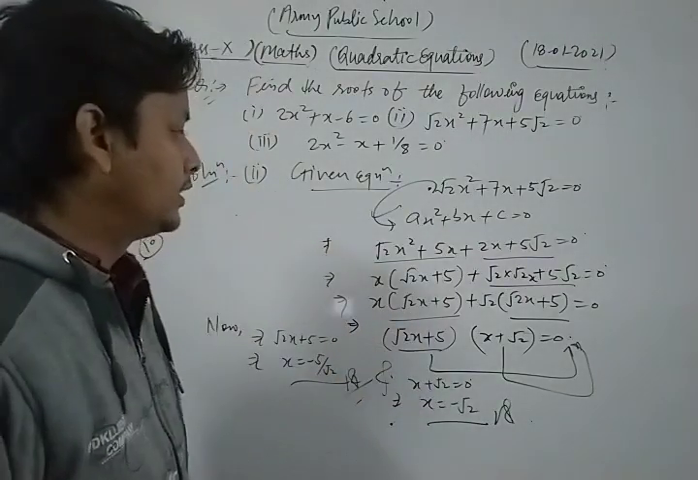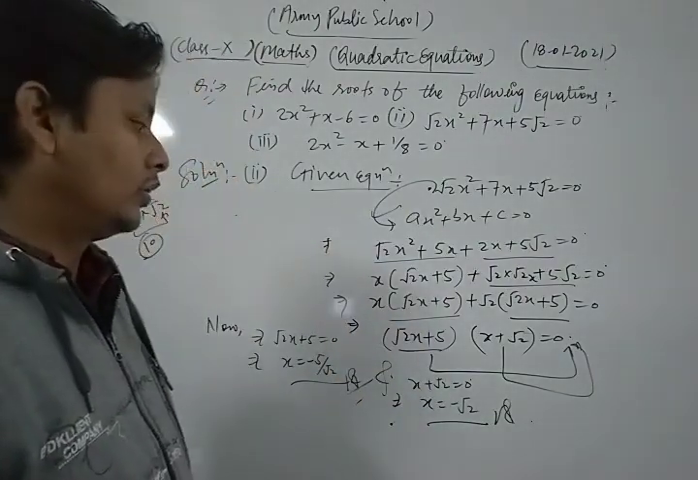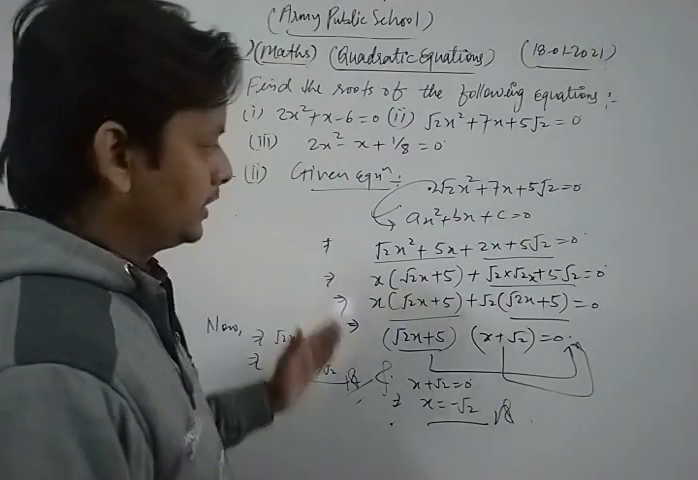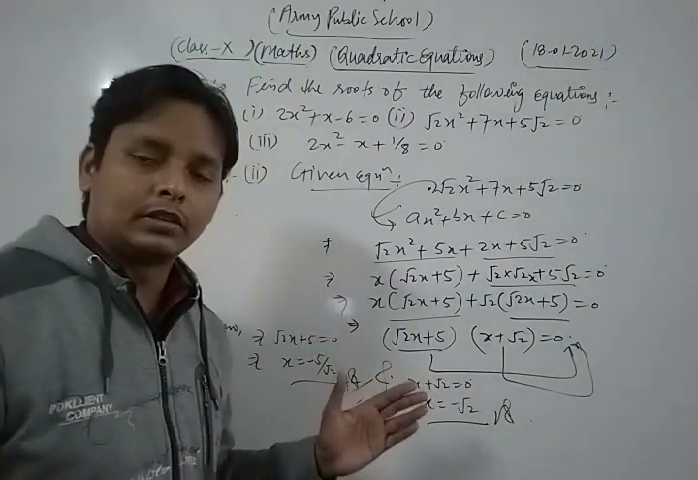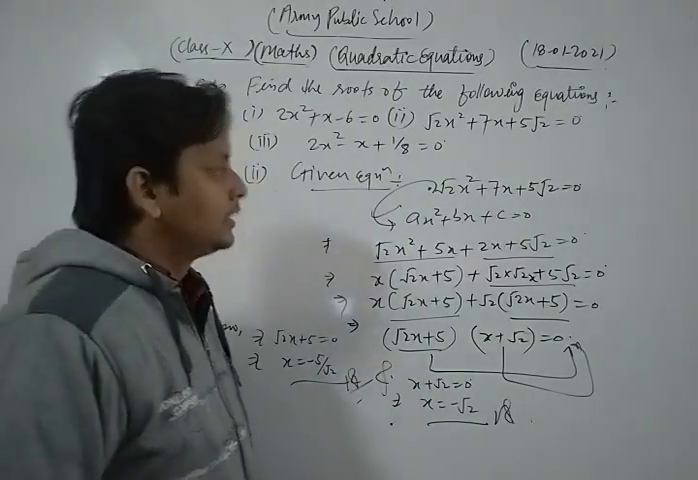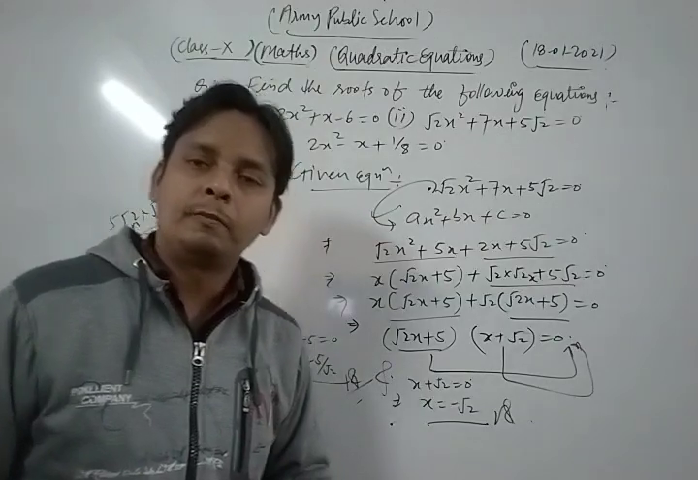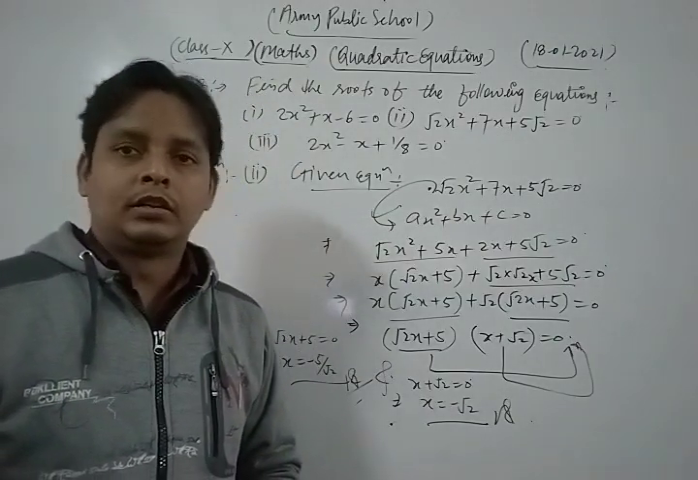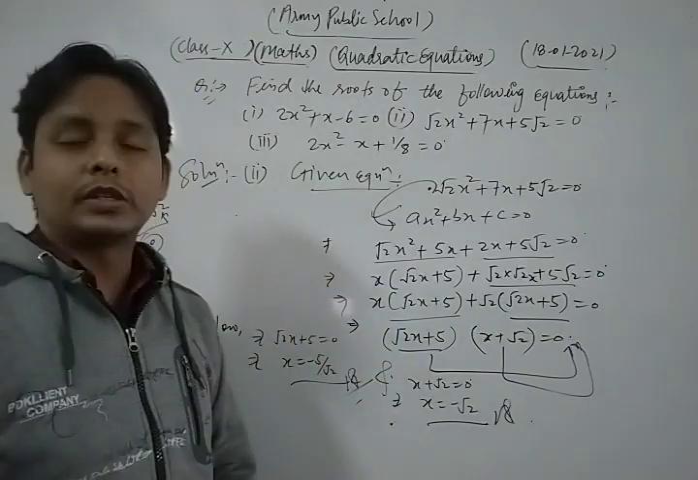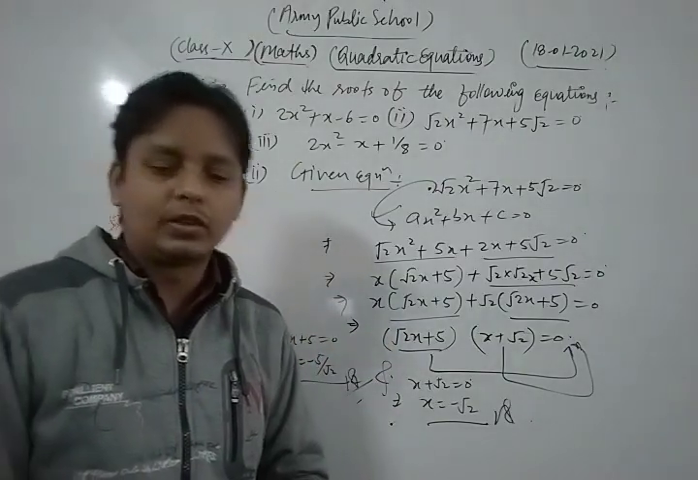So in this way, dear friends, you can solve each and every question of your NCERT exercise based on the topic quadratic, finding the roots of the given quadratic equation. Now similarly we take and solve the last part of this question, which is what? We find the roots of the equation 2x square minus x plus 1 by 8. Let's see.